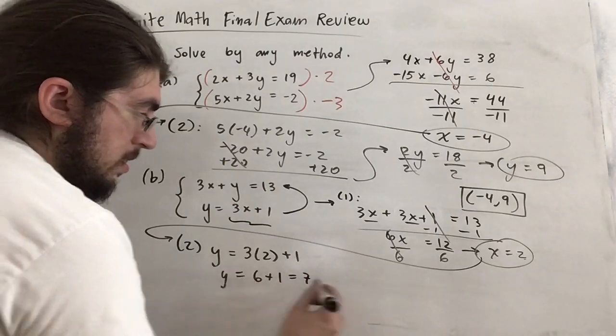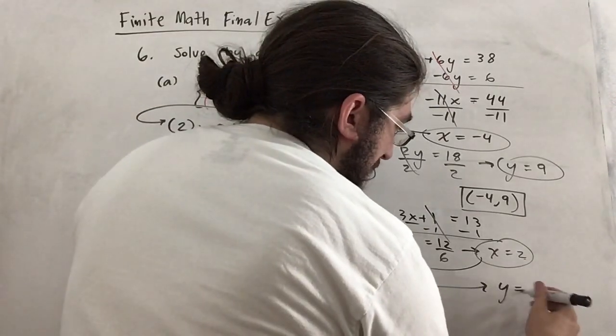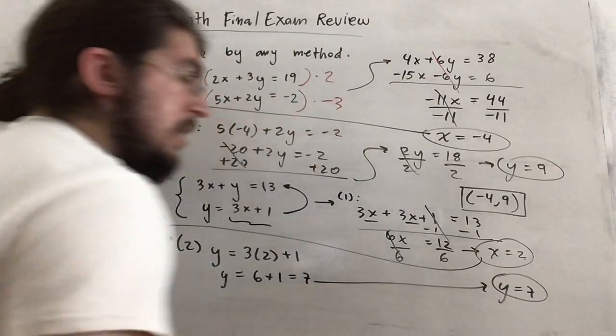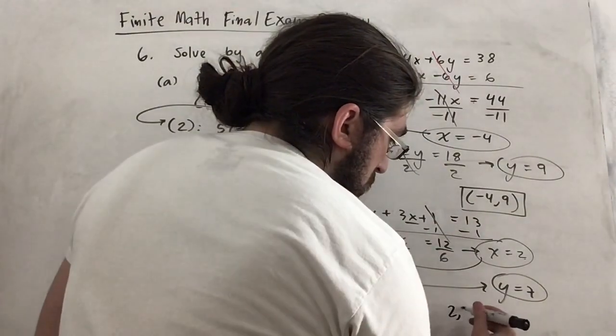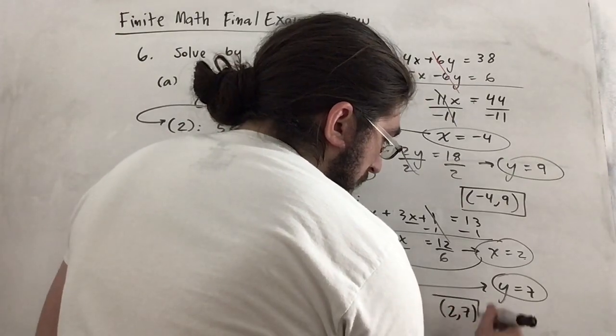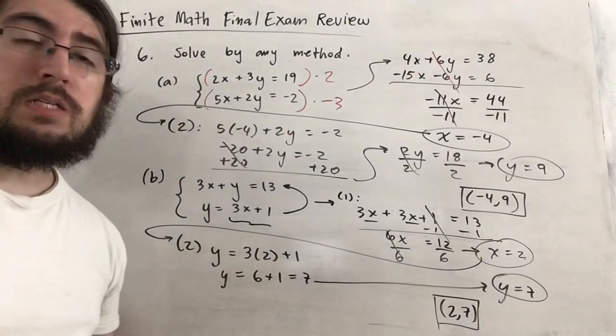Perfect. So we get y is equal to 7, so that means our ordered pair solution is the point x comma y, or in this specific case, 2 comma 7. Awesome. That was 6. Now let's move on to number 7.